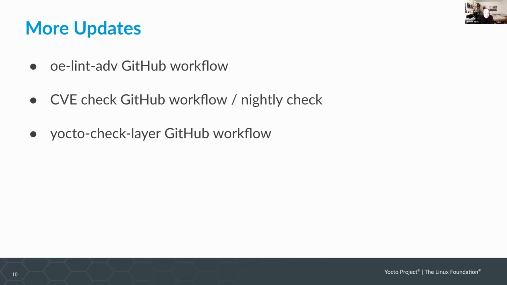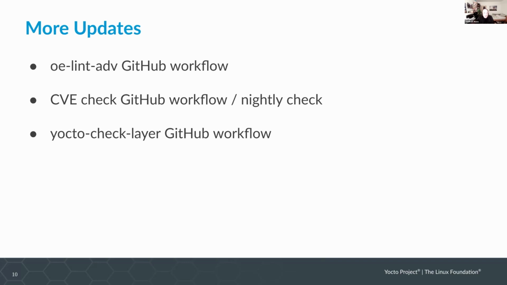More updates. We have added some lint checking, which is great for having similar recipe styles. And also we have that CVE check workflow. We check for CVEs in our recipes and also on pull requests. At the moment, there are some struggles. Marta said that earlier today, so we will see if this is working flawlessly again soon, hopefully.